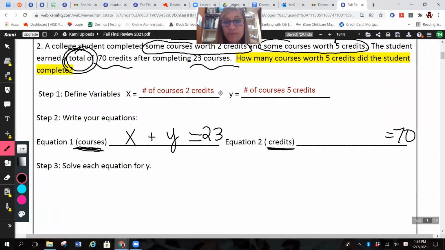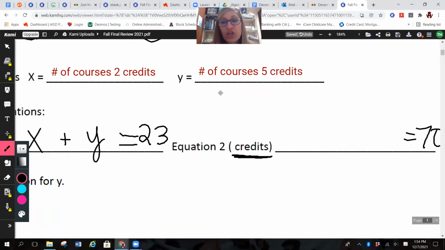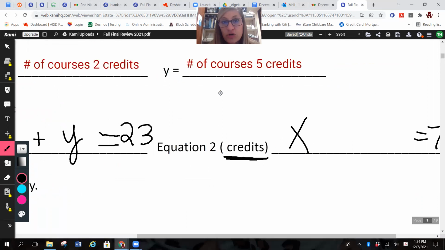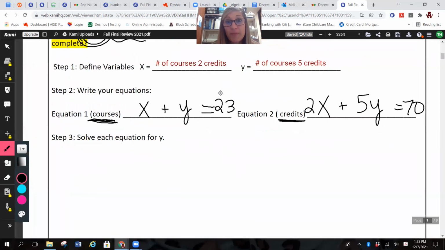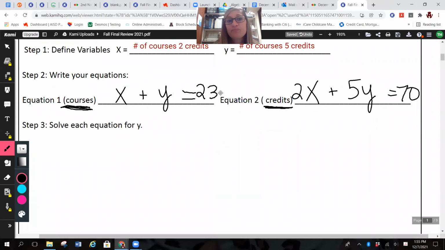So there's your equation. Equation 2 says the classes that I took that were worth 2 credits were worth 2 credits, 2x. And those classes that I took that were worth 5 credits were worth 5 credits. So 2 credits per the class plus 5 credits times the classes equals 70 total credits. All right, now we're going to go ahead and solve for y, put it in Desmos, and get our solution.